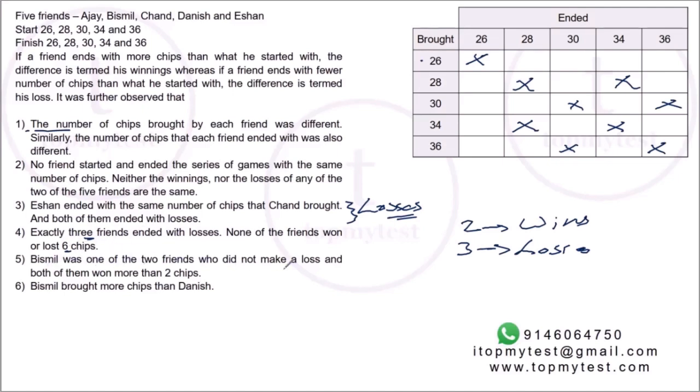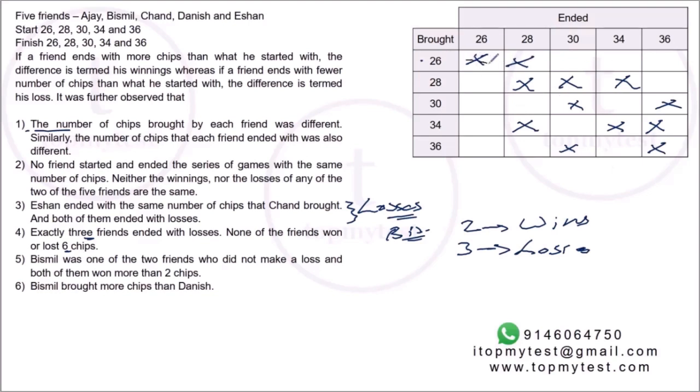Bismil was one of the 2 friends who did not make a loss, so one of the people who had wins was Bismil. Both of them won more than 2 chips. So if 26 was to end up with a win, he cannot end on 28; he has to end up with higher than 28. Similarly, 28 cannot end with 30, 30 cannot end with 32, 34 cannot end with 36, and 36 cannot end with 38, which is not possible. And Bismil brought more chips than Danish.